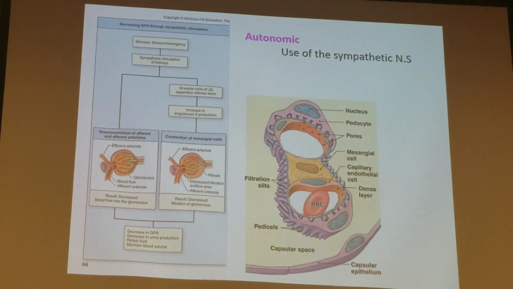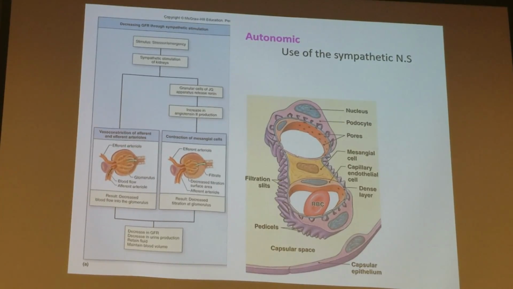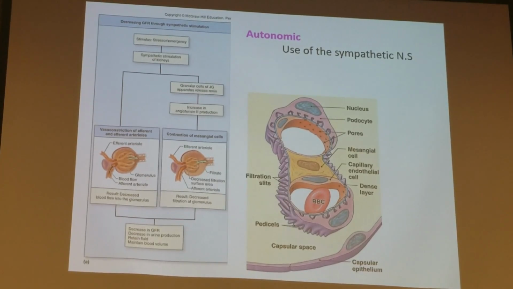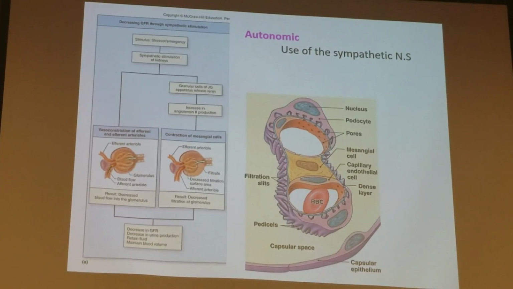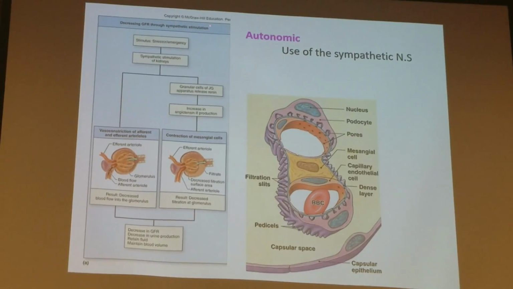So let's look at first the bottom one, the autonomic nervous system, just the sympathetic, because there's an argument as to whether or not there are actually parasympathetic fibers in the kidney. We know they're sympathetic, but some say there are no parasympathetics. And it's quite straightforward, right? What you want to do is decrease the glomerular filtration rate through the sympathetic nervous system.